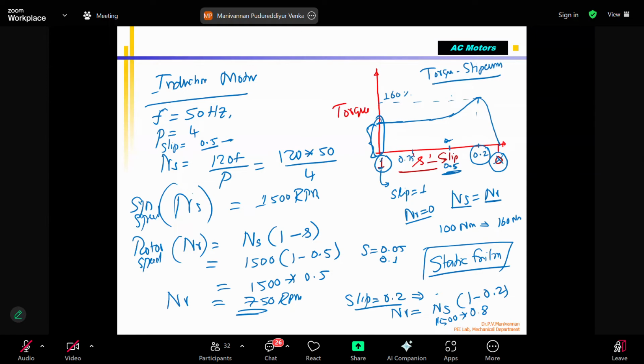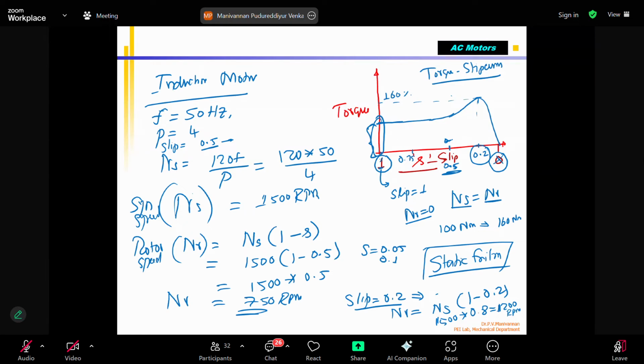Right? So if you compute, 1500 multiplied by 0.8 gives 1200 RPM. So that means this is a light load condition. The motor may be running at 1200 RPM, depending upon the load. Okay, so this is how you compute.